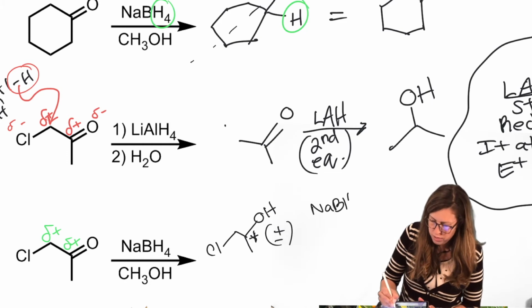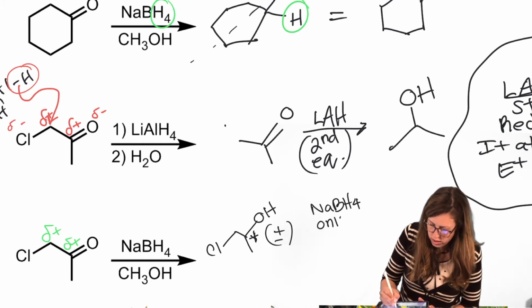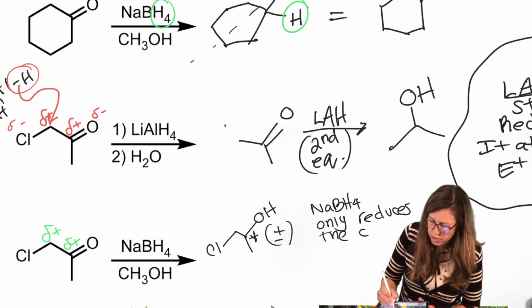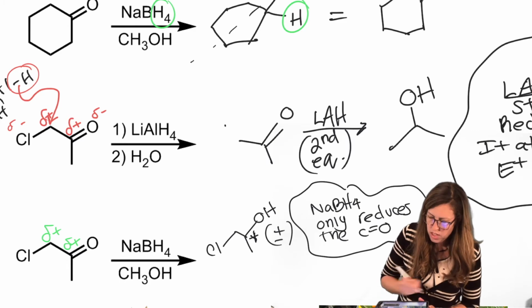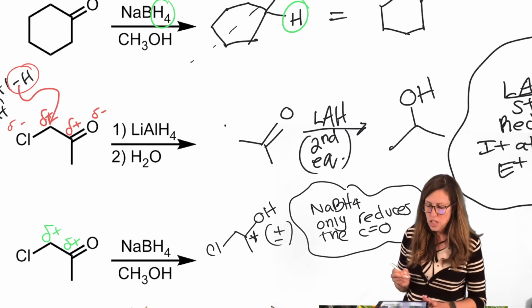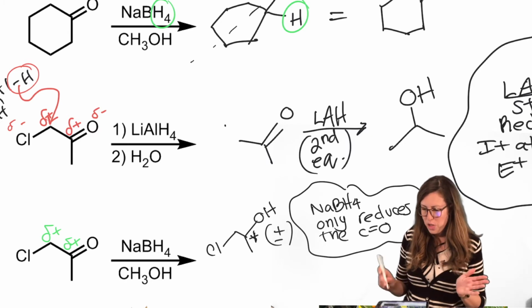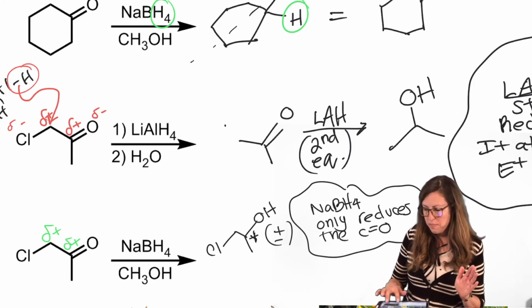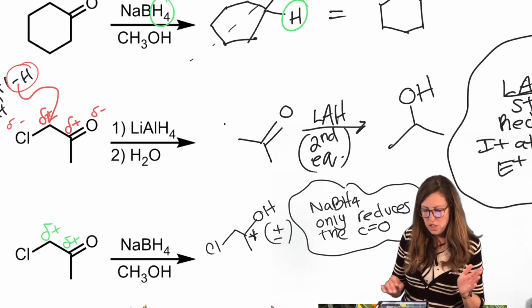Sodium borohydride only reduces the carbonyl. It's a weaker reducing agent. So it reminds me of, just to kind of keep them straight, I'll pause for a minute to tell you a little bit of a story about my garden and an analogy I saw there.